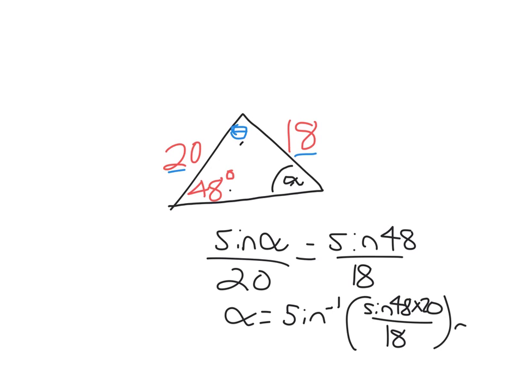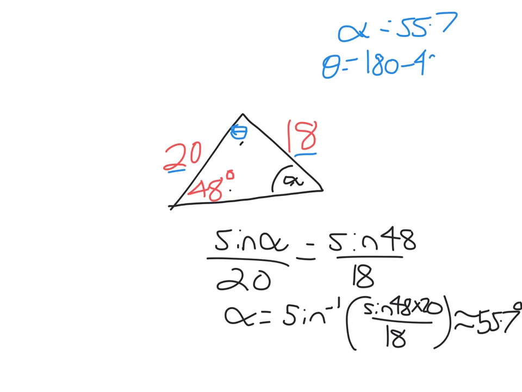I'm just going to put that on my calculator. When you're putting that on your calculator, it's probably easiest to do the thing in brackets first, get your answer, and then take the sine inverse of it. The answer I got was about 55.7. I'm just rounding it to one decimal place. It doesn't matter if you use two. Because I found alpha, finding theta, the angle in blue, is very easy. Alpha equals 55.7, so theta is just going to be 180 minus the 48 that's already there, minus the 55.7. That, if I've done this right, will give me 76.3 degrees.